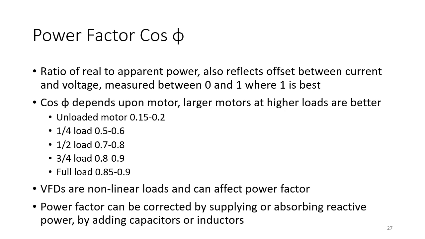Now another factor that's important with motors is power factor, also known as cos phi. This is the ratio of real to apparent power, and it reflects the offset between the current and voltage, measured between 0 and 1, where 1 is best. If you think about an AC supply, you'll have a reading of the AC voltage at one level, and then a reading of your AC current, and if they were at 1, they would be totally coinciding, and that would mean you've got a very good power factor.